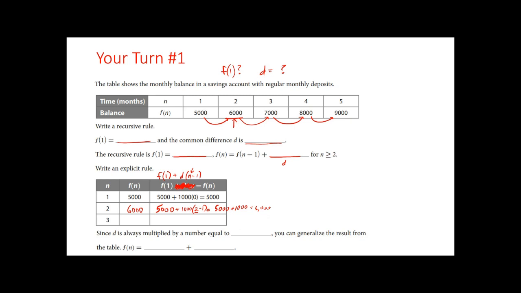All right, so since d is always multiplied by the number equal to what? Try to talk to your group members about that. You could generalize this rule for the explicit. And I already kind of wrote it up here. You just have to figure out what f of 1 is and what your difference is times the n minus 1.